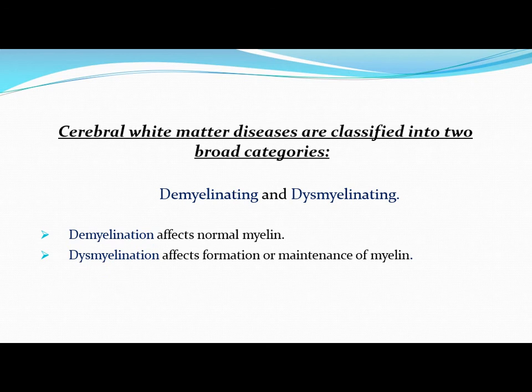Cerebral white matter diseases are classified into two main categories: demyelinating and dysmyelinating. Demyelination affects normal myelin, occurring in the adult age group, while dysmyelination affects formation or maintenance of myelin, which occurs in the pediatric age group, and all are rare.